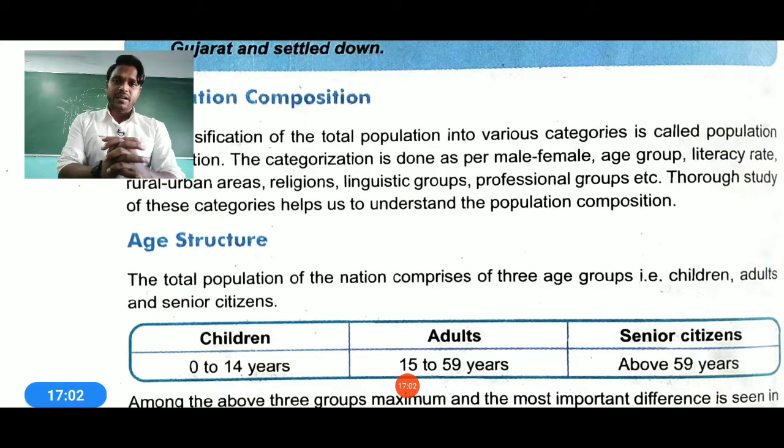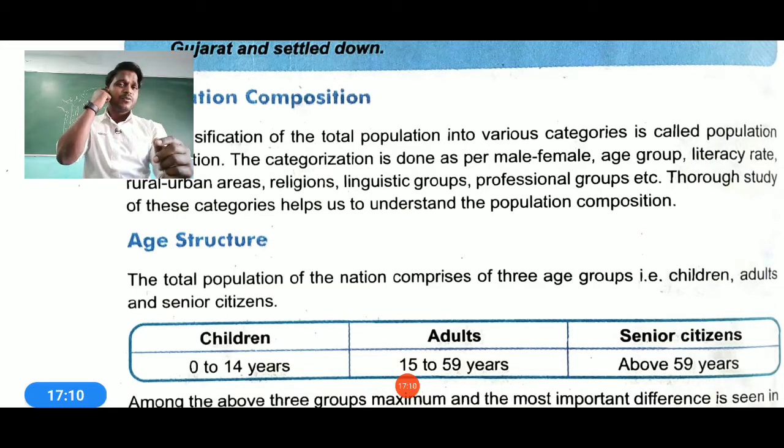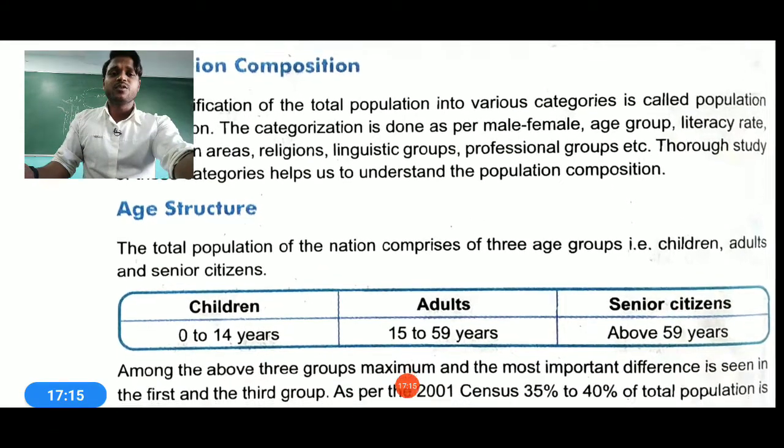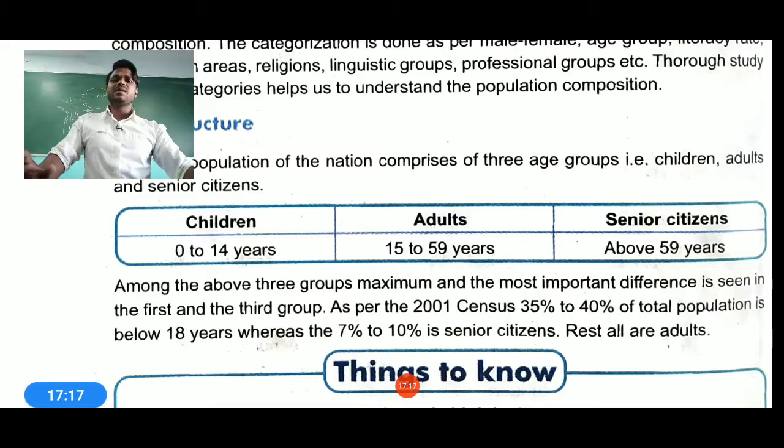Children are under 10-year-old, adults can be under 15-year-old, and senior citizens are more than 60-year-old. So that's how we can say 0 to 14 is children, 15 to 59 is adult, and above 59 you go with the senior citizen. So among all the groups here, the most important difference is seen in the first and the third group, 0 to 14 and 59 plus. 15 to 59 remains somehow equal.